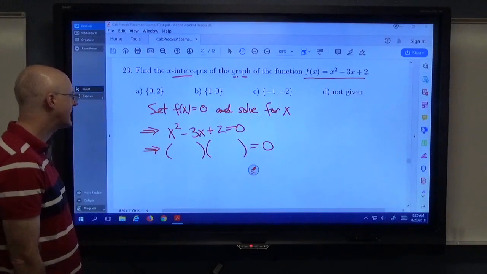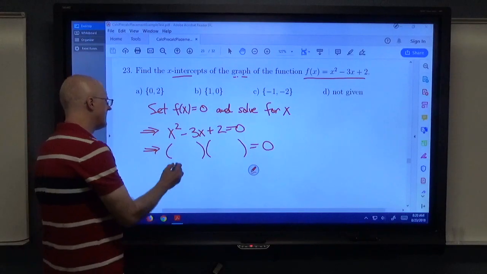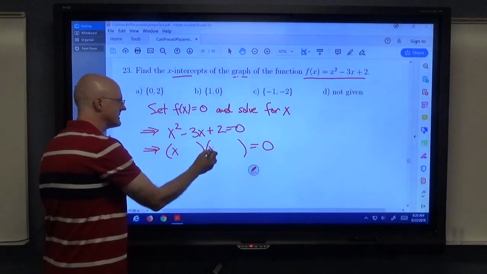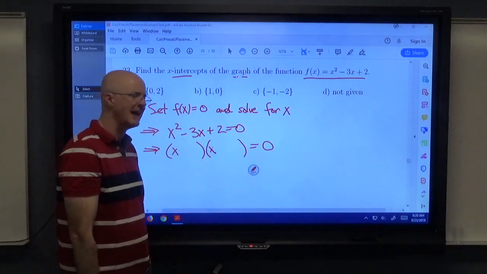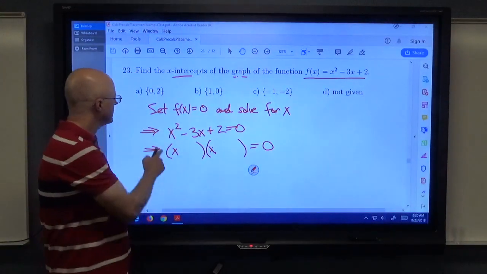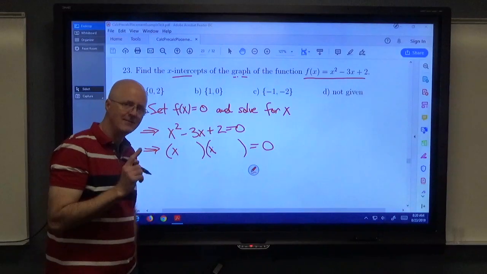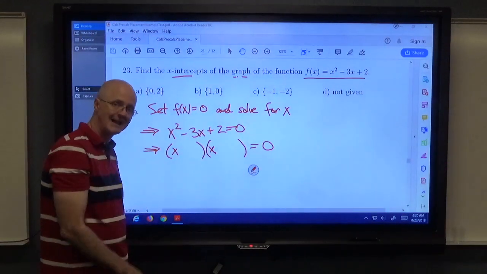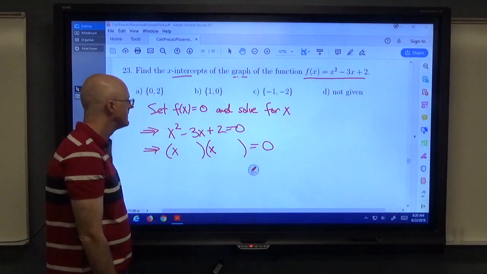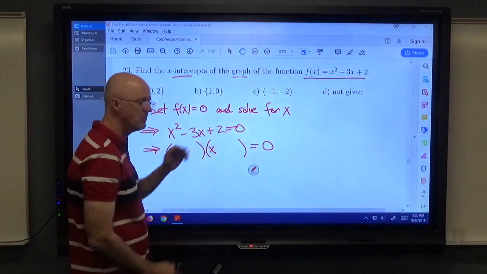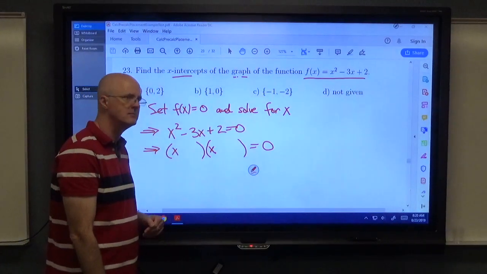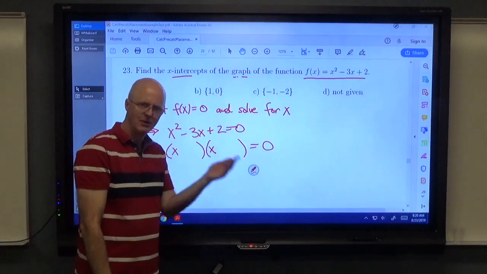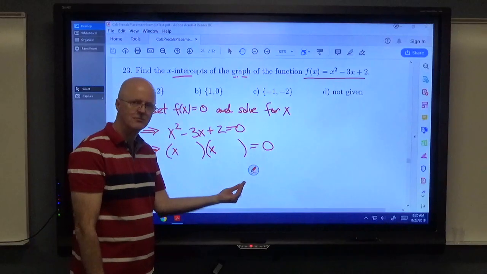All right, this one can be factored. We got lucky. You've got to think about reversing the FOIL process. First, outside, inside, last. Certainly when the coefficient of x squared is 1, like it is here, that's good because you can just put x's in both of these spots. First times first will be x squared. You want last times last to be 2, the constant term. Probably the answers are either going to be plus 1 and plus 2 or minus 1 and minus 2.